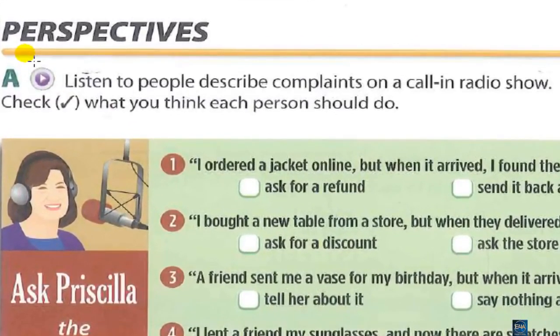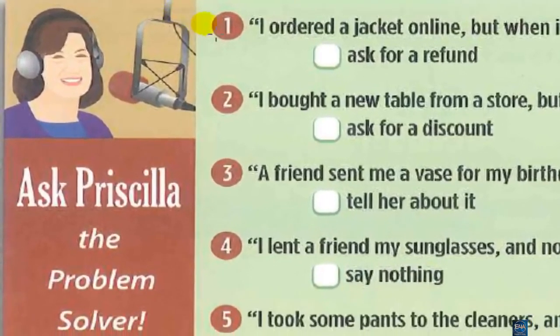Unit 6. What's wrong with it? Page 36, Exercise 2, Perspectives. Part A. Listen to people describe complaints on a call-in radio show. Check what you think each person should do.